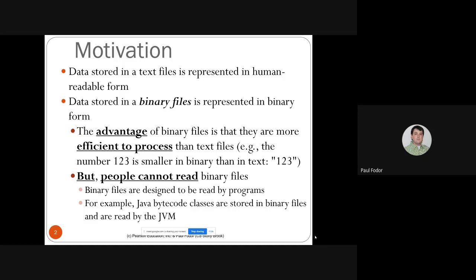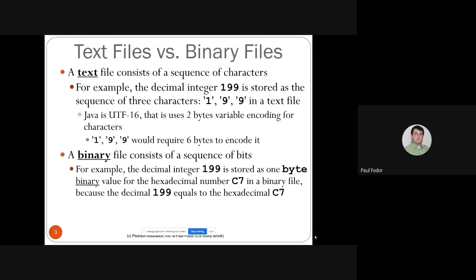But people don't read binary files. Binary files are really designed to be read and written by programs. And today we'll talk about binary files and how to read and write them. As an example, the Java bytecode class file, obtained with the extension .class for every Java file that you compile, is stored as a binary file, and it is read and written by the JVM, the Java Virtual Machine. So let's compare the two approaches.